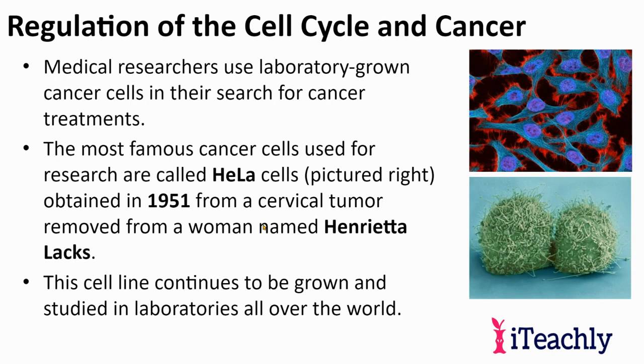All right. So, medical regulation of the cell cycle in cancer. Medical researchers use laboratory-grown cancer cells in the search for cancer treatments. The most famous cancer cells used for research are called the HeLa cells, and they were obtained in 1951 from a cervical tumor removed from a woman named Henrietta Lacks, right? So that's where you get the HeLa from. The cell lines continue to be grown and studied in laboratories all over the world.